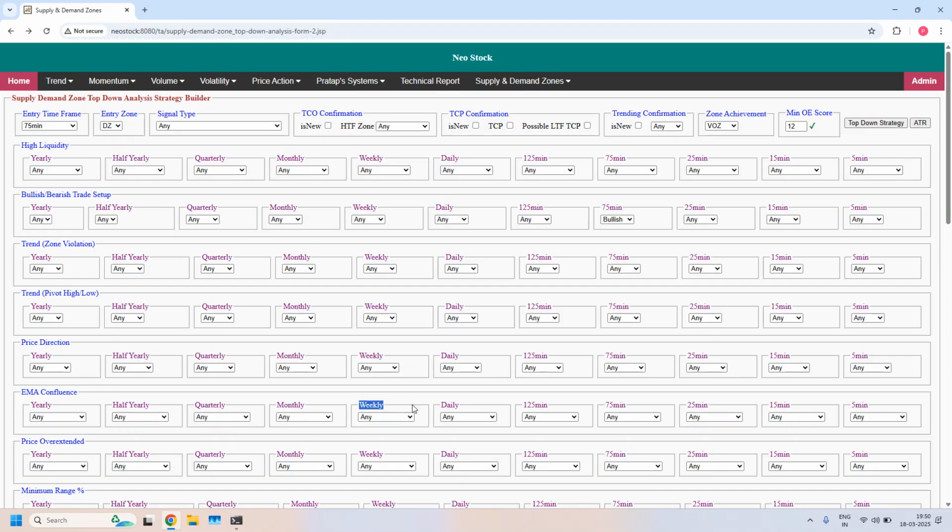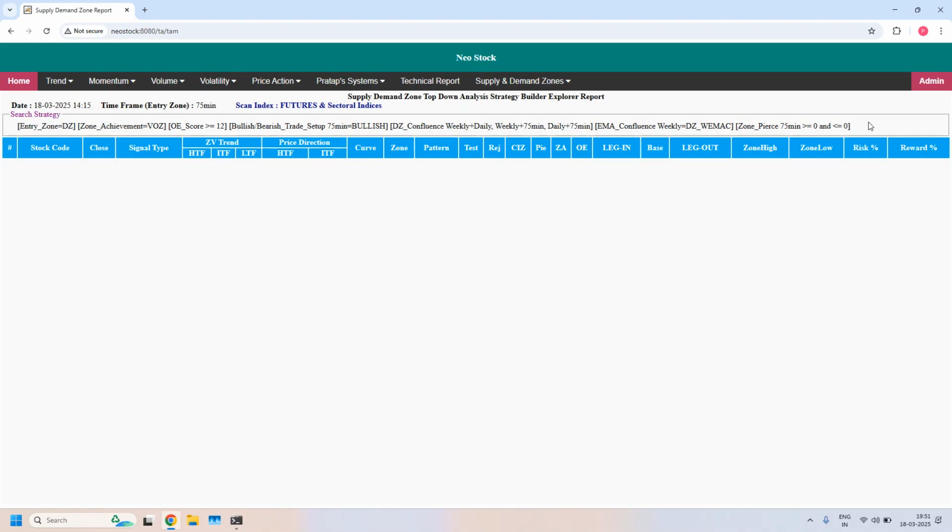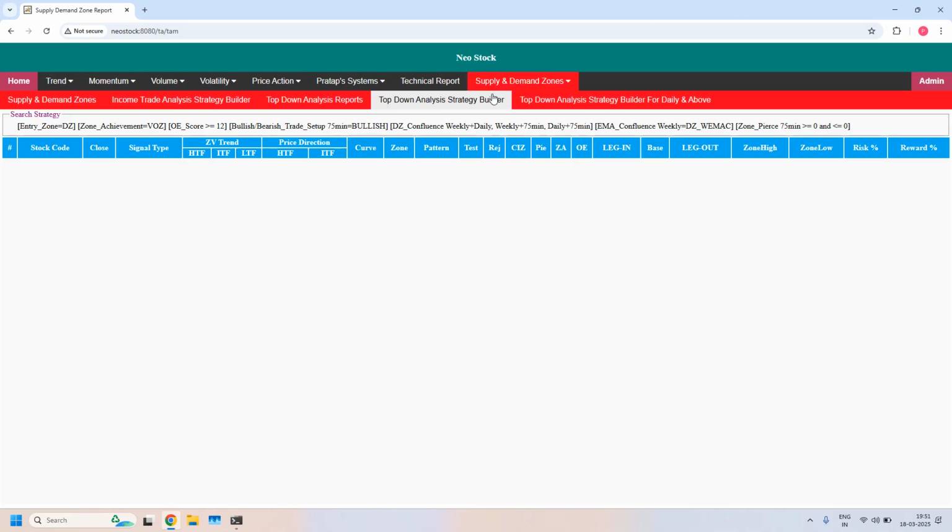In the EMA confluence at weekly, I'm checking weekly demand zone having weekly EMA confluence. Anyway, trend is uptrend, but the stock is not filtered. It is not having weekly demand zone with weekly EMA confluence. So this is the bullish trade setup for weekly income trade. Next, bearish trade setup for weekly income trade.